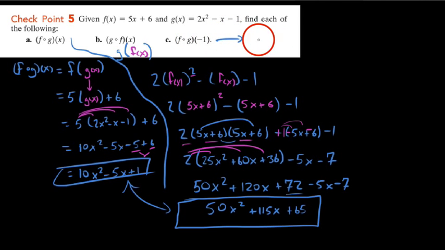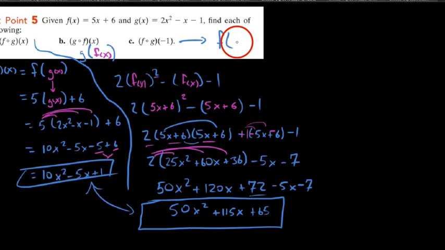Now this one is by far my favorite out of all of these, because really what it's asking us to do is find f of g of negative 1. And so our rule of thumb was that we're going to work inside out. What we need to do is define g of negative 1 first. So g of negative 1, if we're putting negative 1 into this rule, we would get this, negative 1 here and a negative 1 here.